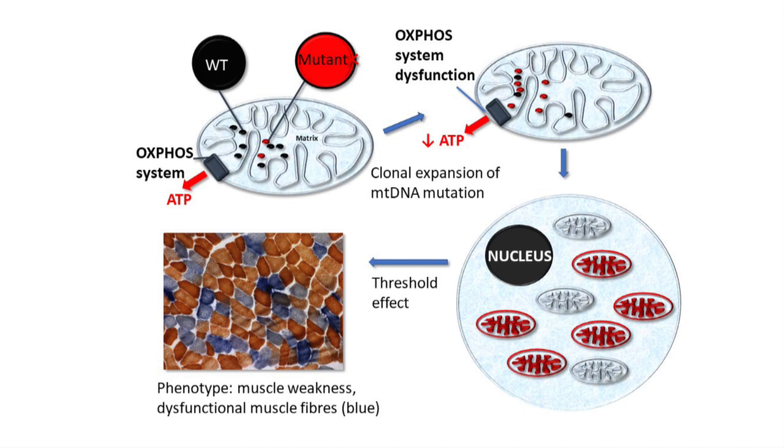It's a pretty simplified process I'm talking about here, but this image at the bottom is a section of muscle from a patient who's got muscle weakness. And you might actually see that in our muscle as we age. The blue fibers show fibers which have mitochondrial DNA dysfunction, and those are fibers which are not working as well as you'd want.